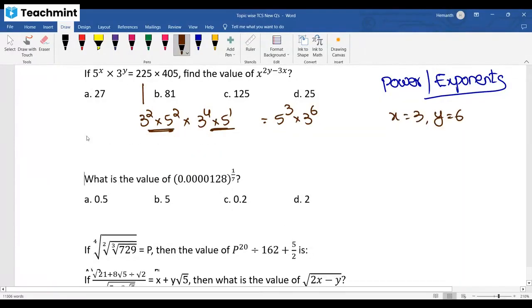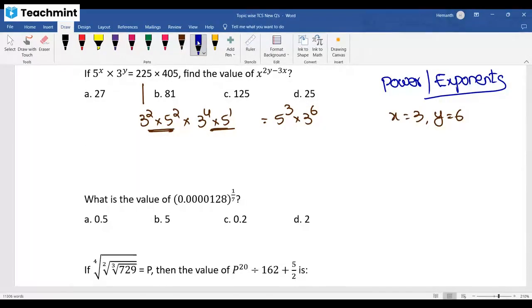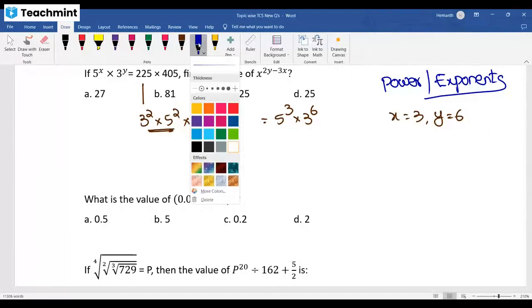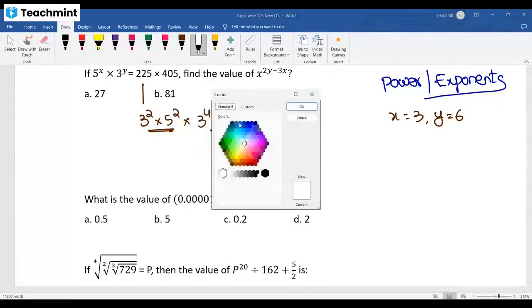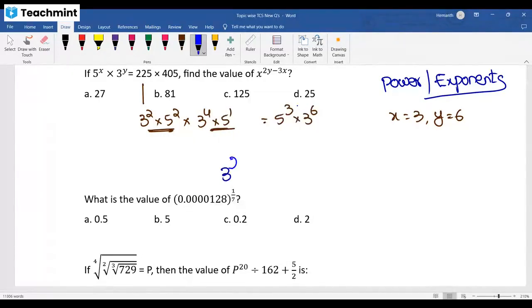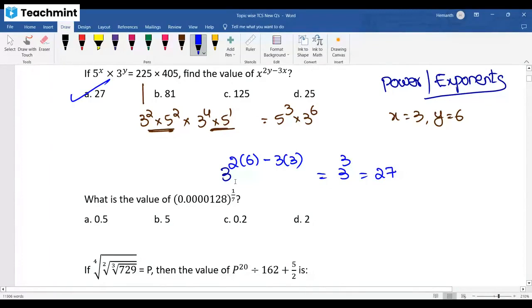Now your job is to find x power 2y minus y power 3x. So 3 power 2 into 6, 12, minus 3 into 3. It will be 3 power 3, which is 27. Guys, this is powers and exponents. Surds also we have below. Excellent, option A. What about the next question here?